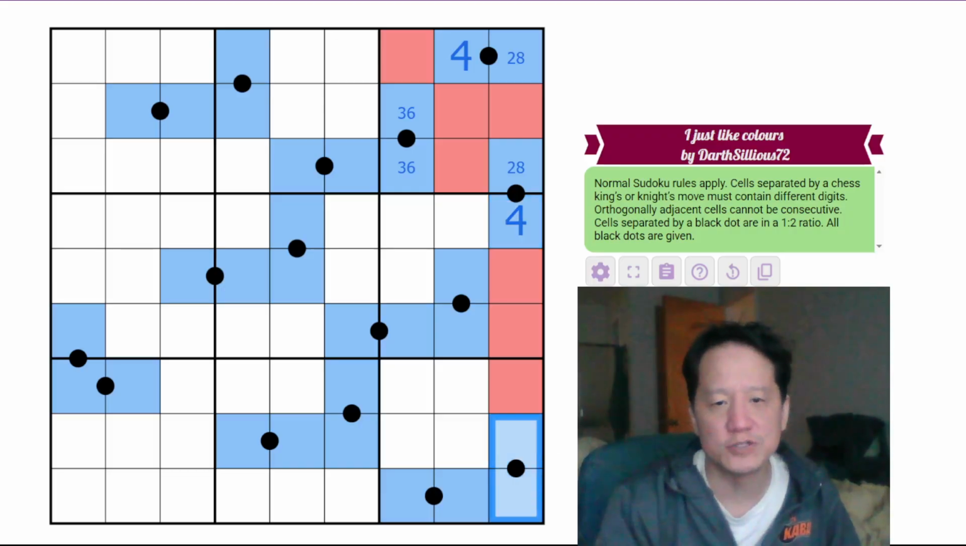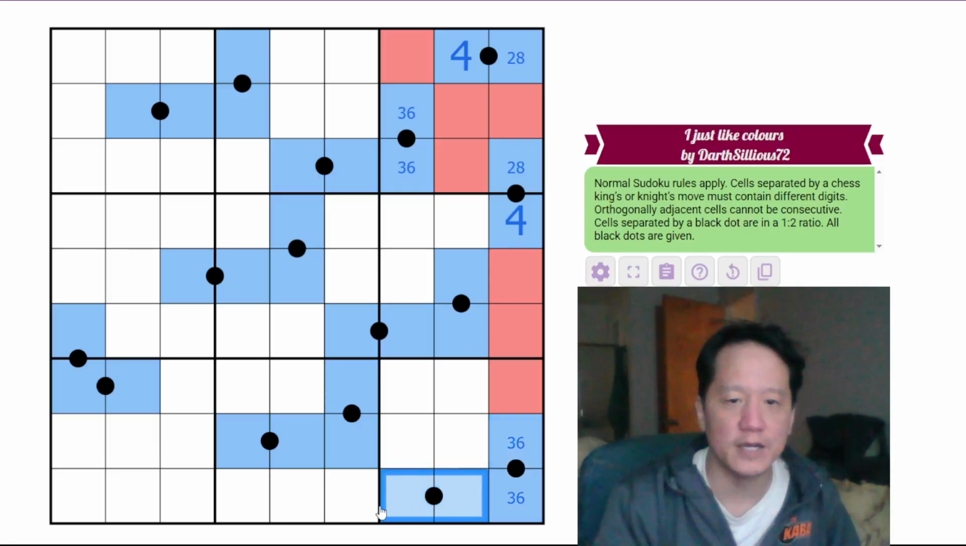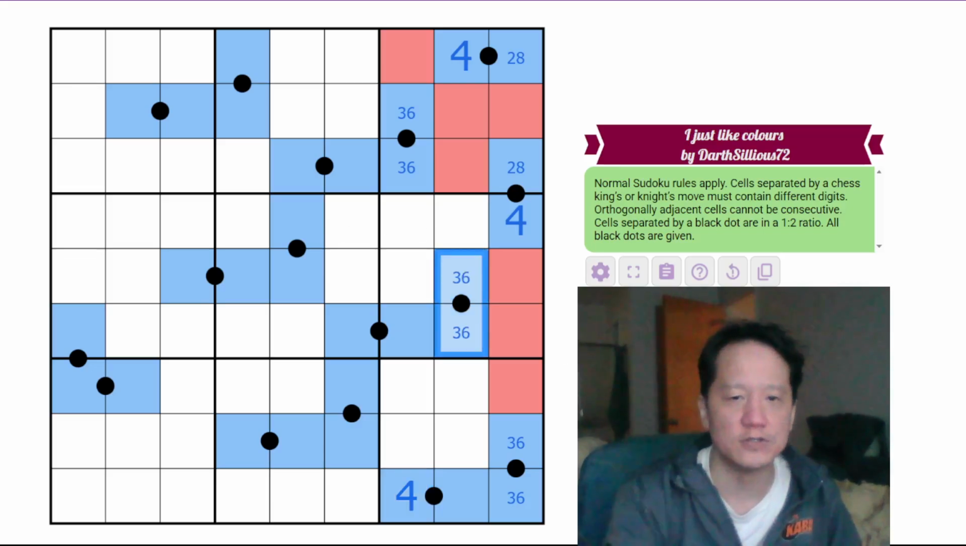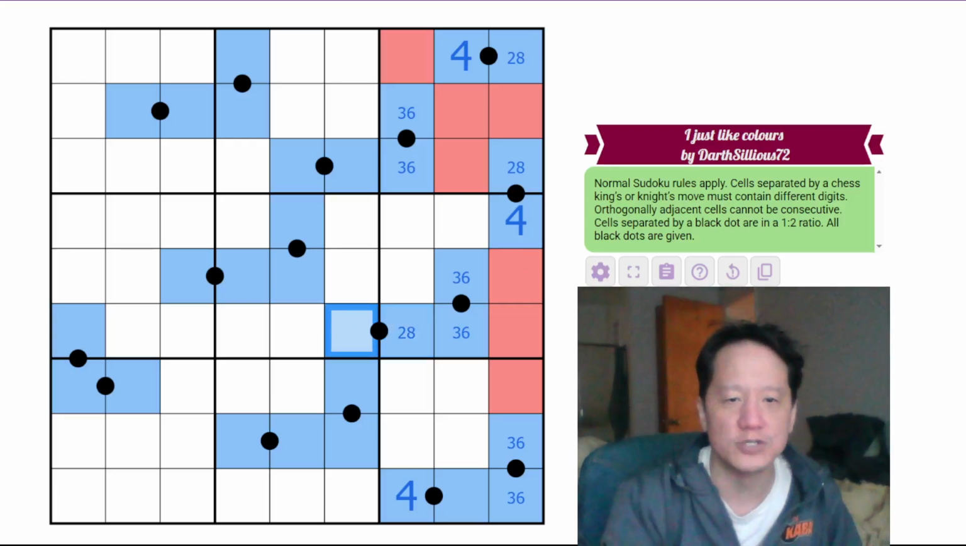So this is a 3, 6 pair here. This must be 4 with a 2 to 8 ratio. So this can't be 4 because of 4 in the column. So this is 4. This must be 3 and 6 then, as a 1 to 2 pair. This has to be 2 or 8. And 2 or 8's in a 1 to 2 ratio with 4. So this is 4 here.